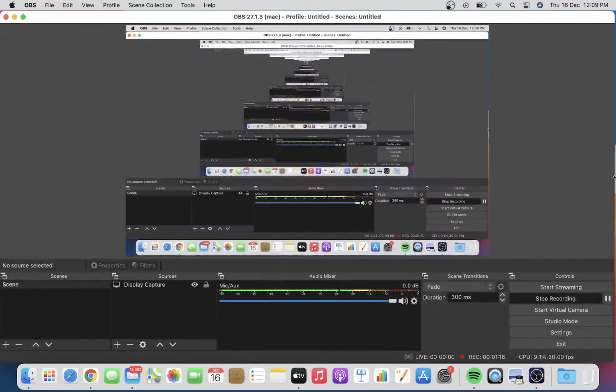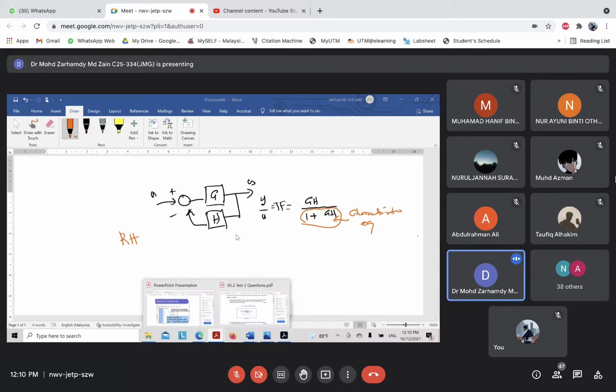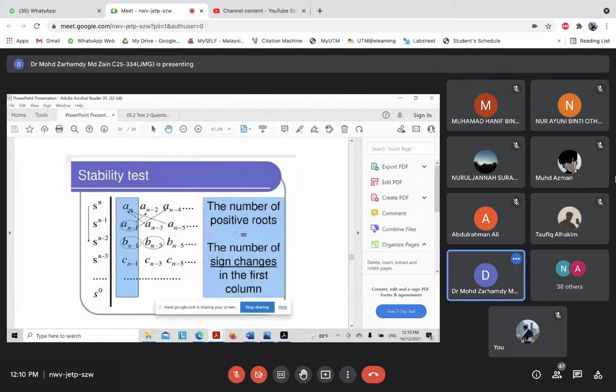We concentrate on this because we call it the characteristic equation. Yes, the characteristic equation. We will do some analysis on this equation. In the last lecture, we concentrated on the Routh-Hurwitz, here.